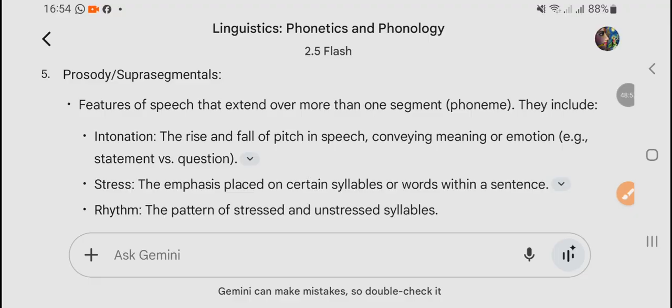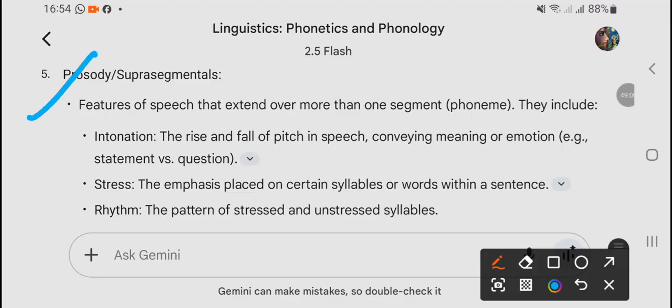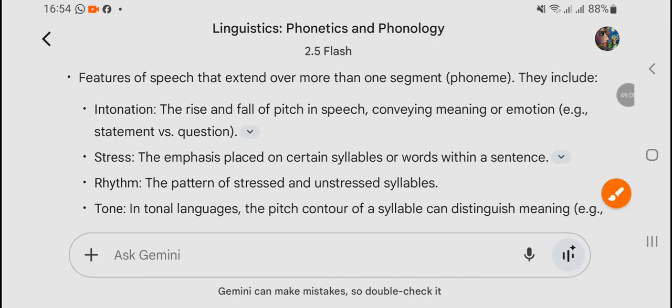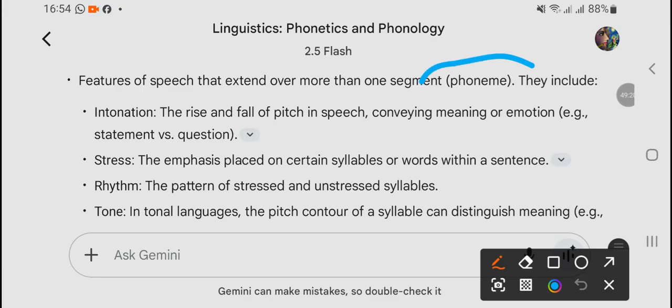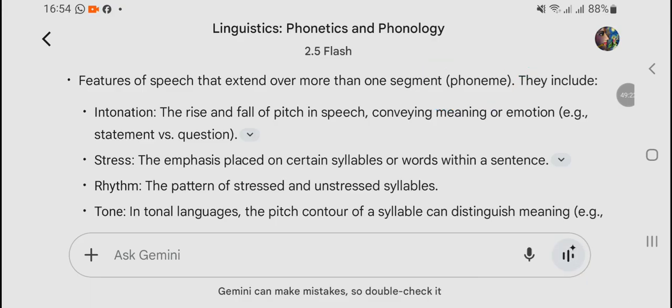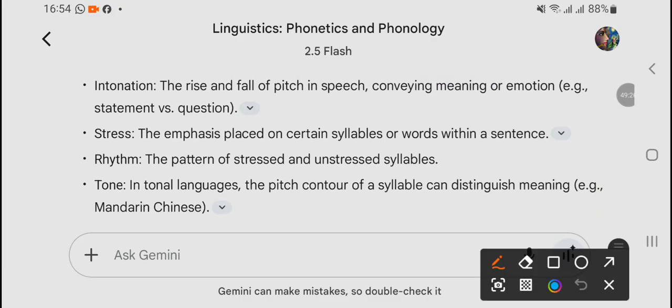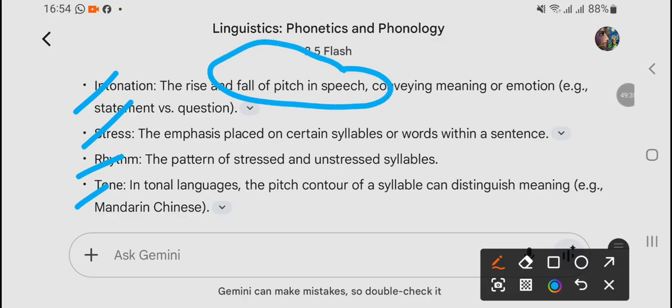Then prosody, very important. Last time this question was asked: prosody or suprasegmentals. Prosody is the features of a speech that extend over more than one segment or phoneme. That is the deeper knowledge of phoneme. You can understand it this way. That's why, because of intonation, stress, rhythm, tone, right? Rise and fall of pitch in speech is intonation, conveying meaning or emotion.